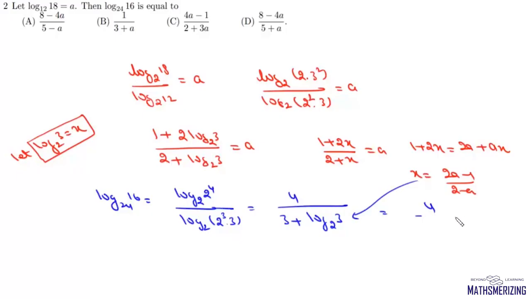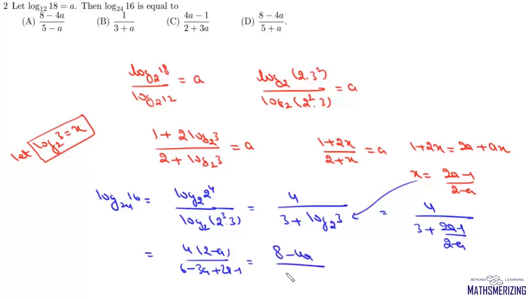So here we'll put the value of x. So we'll write this as 4 upon 3 plus (2a minus 1) upon (2 minus a). So we'll get 4 into (2 minus a), and it is 6 minus 3a plus 2a minus 1. So we'll get this as (8 minus 4a) upon (5 minus a), and that's your option A.